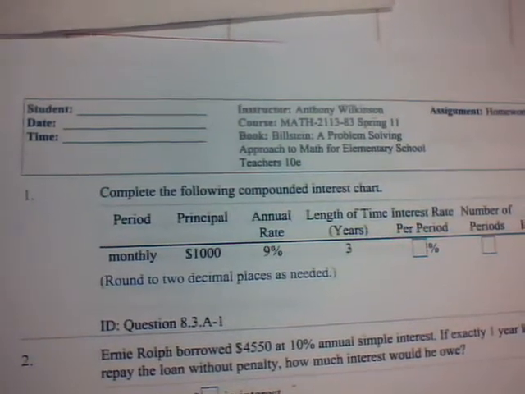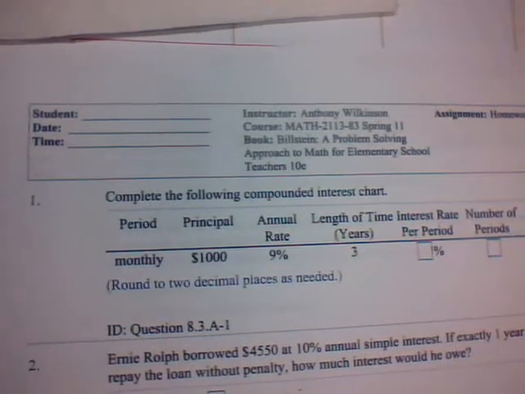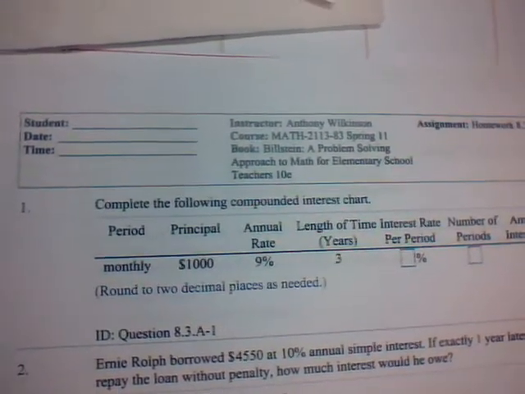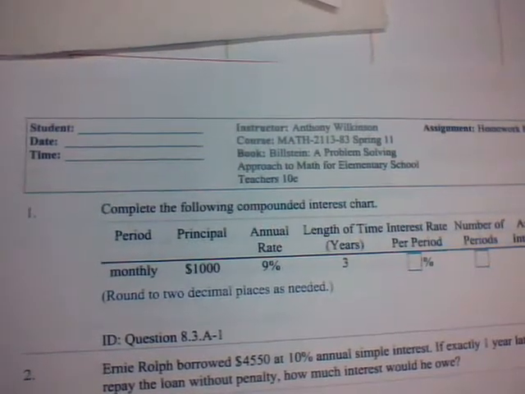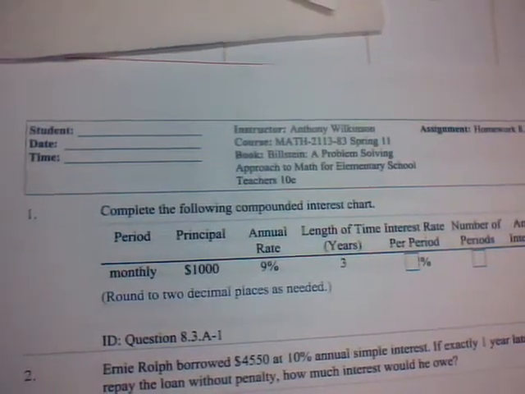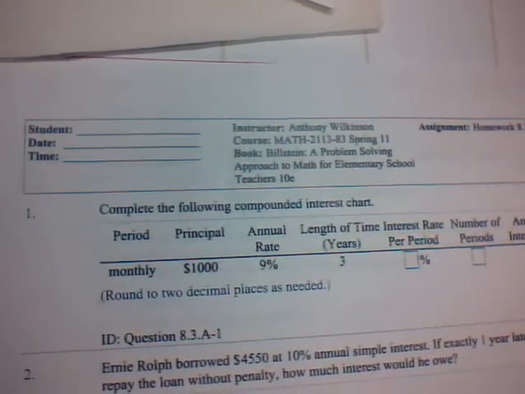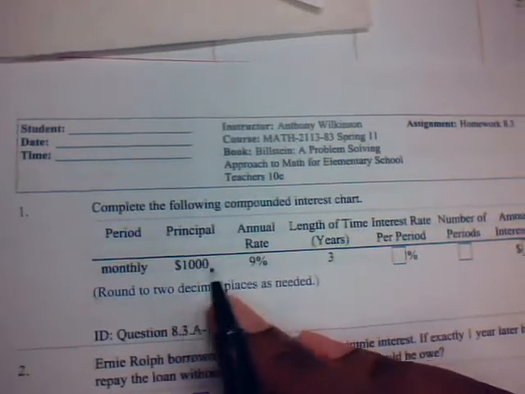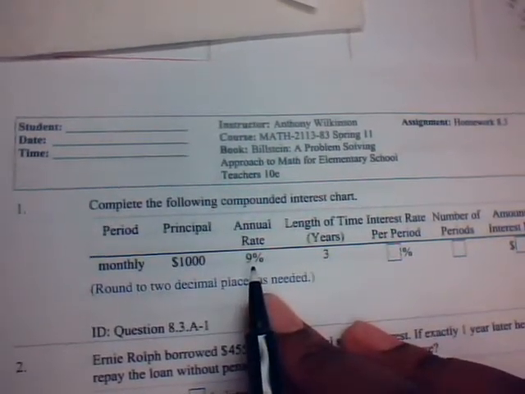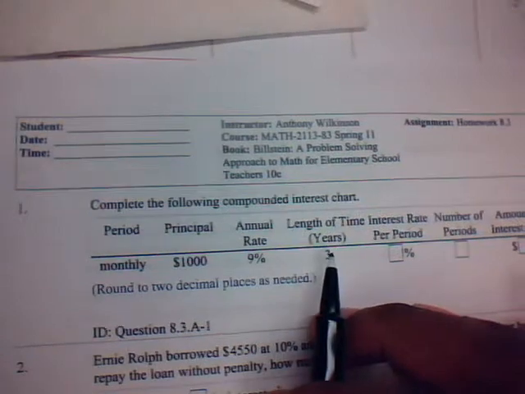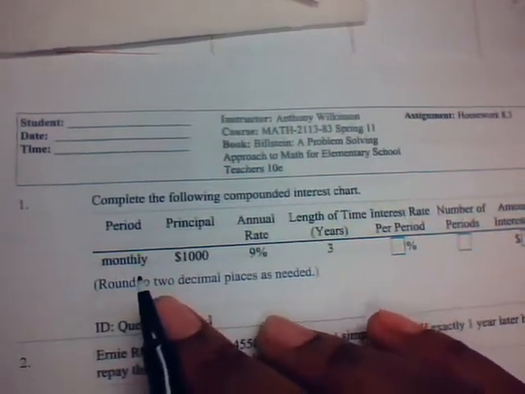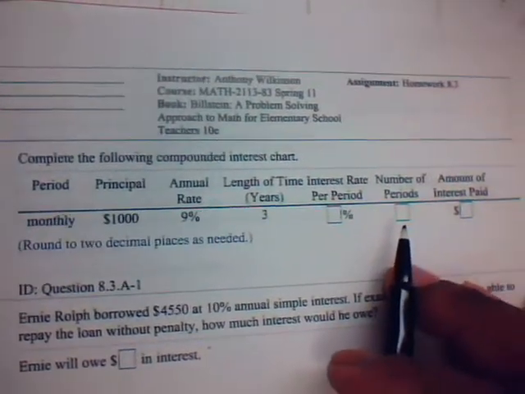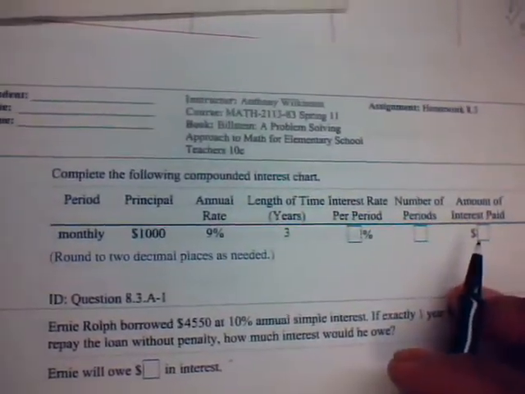Okay, we'll look at some of the homework problems in section 8.3 that deals with simple interest and compound interest. We'll start with problem number 1, where we're trying to complete the following compound interest chart. In this case, we have a principal of $1,000 at a 9% annual interest rate for 3 years, compounded monthly. We want to find the interest rate per period, the number of periods, and the amount of the interest that's paid.